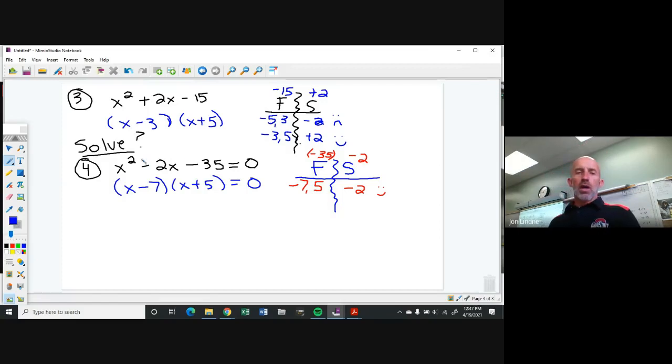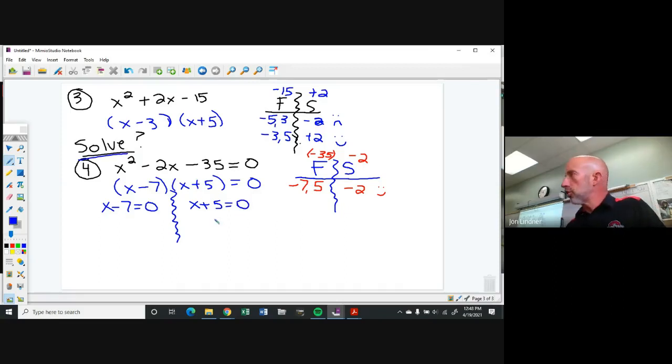Now, what if we're told to solve this? It's very easy because of something called the zero product property. The zero product property says that if I have something times something equals 0, that I can place each of those factors equal to 0 and solve them separately, like that. Turn it into two little simple equations. This is very simple algebra, as you know. We'll add 7 to both sides. One of the answers is 7.